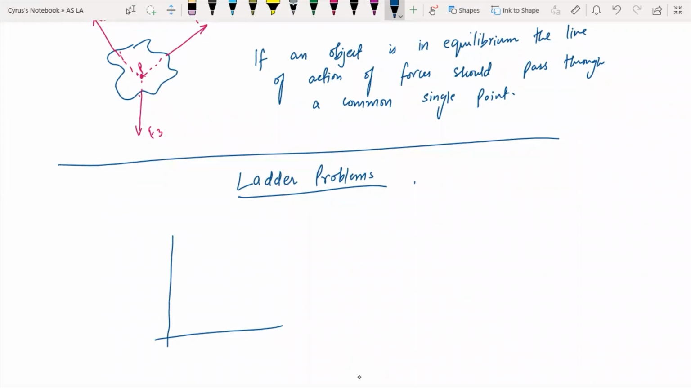This is what you should know in physics. So there is a wall here. This is rough. I have a ladder here which is resting against this wall. This is the ladder that I have. And I have the weight of the ladder acting here. The weight is acting here, which is mg. The natural tendency of the ladder is to fall.